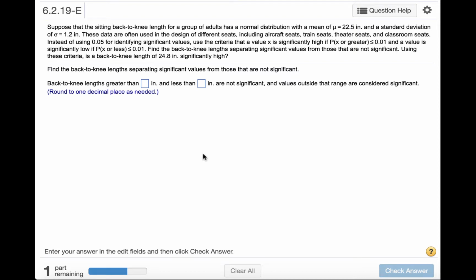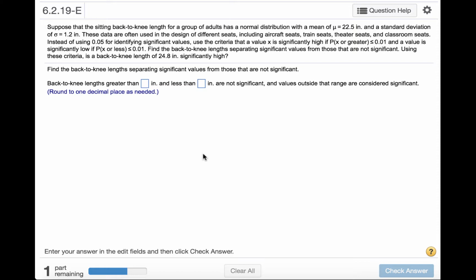Suppose that the sitting back-to-knee length for a group of adults has a normal distribution with a mean of mu equal to 22.5 and a standard deviation of sigma equal to 1.2. These data are often used in the design of different seats, including aircraft seats, train seats, theater seats, and classroom seats.